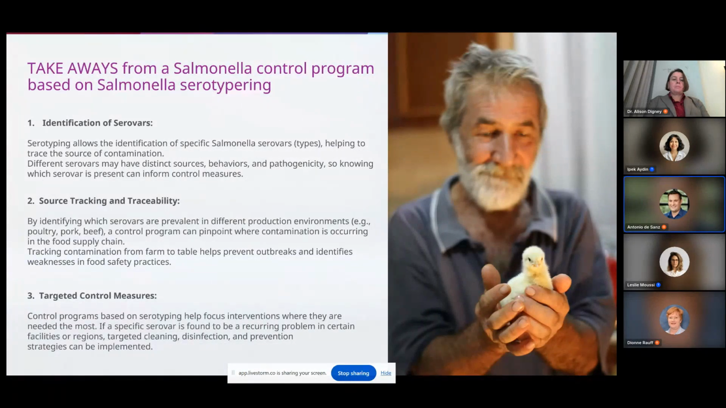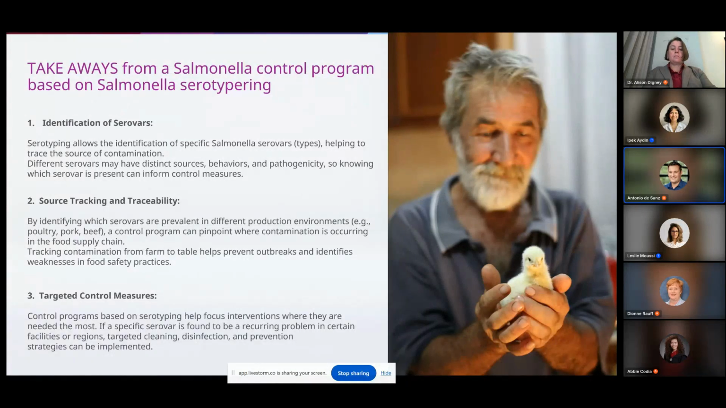Yes. What are the takeaways from a Salmonella control program based on Salmonella serotyping? Serotyping will allow you to identify the Salmonella and help to trace the source of the contamination. That is the main reason why you need to serotype, because you can find two Salmonellas in the same facility, let's say one in the carcass and one in the bedding. And if you don't know you have two different Salmonellas, you may take actions in the bedding, not knowing that you have a different Salmonella in the carcass. So different serovars may also have different sources.